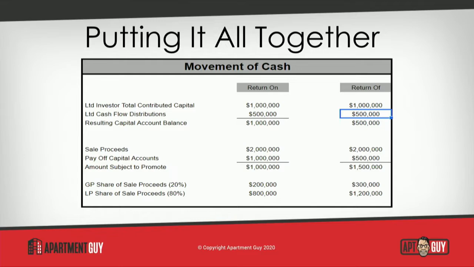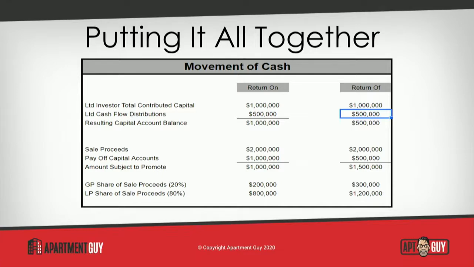From that $2 million profit, in the return on example, you have to pay off the capital accounts, which is $1 million. Return of the capital account was only $500,000, so you have to pay those two off. Return on, after you paid out those capital accounts, you have $1 million left to distribute. The return of, you only had to pay off $500,000 to make them whole, so now you have $1.5 million left to distribute.